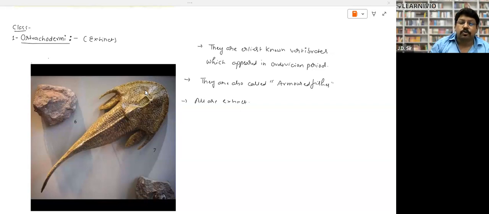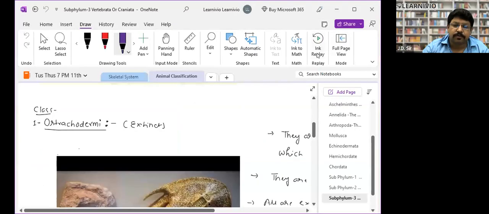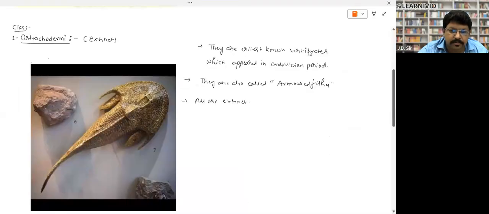So they are the earliest known vertebrates which appeared in the Ordovician period, right? The Ordovician period is the time period when they appeared on the earth, but now they are not found. Just their fossils are found, and we came to know that they were the earliest known vertebrates, right? Fine.